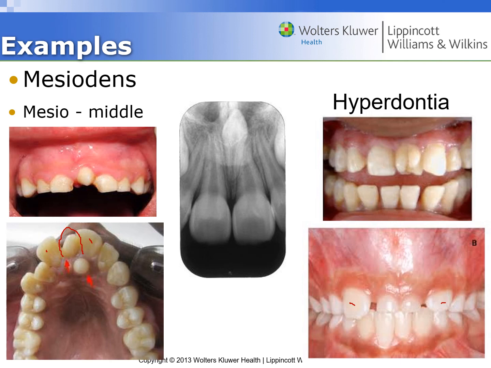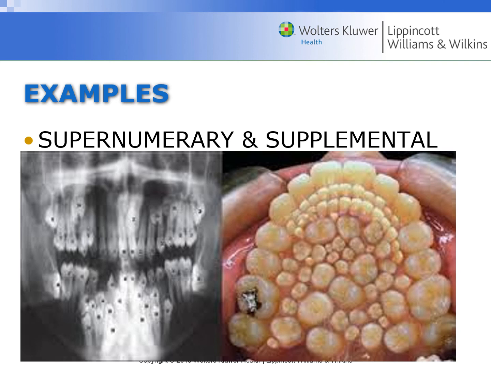So this is hyperdontia. Also, this person has a central and a central, and this looks almost like a molar turned to the side. Kind of a weird looking shape of teeth right there, and it just came right in between their centrals. So these are examples of supernumerary or supplemental teeth.